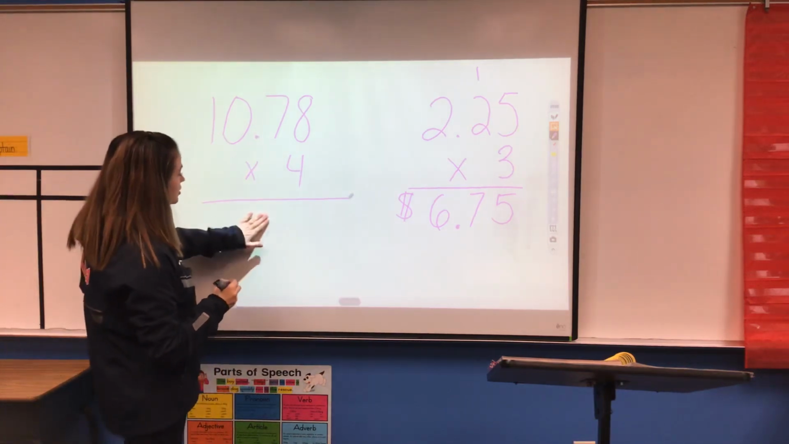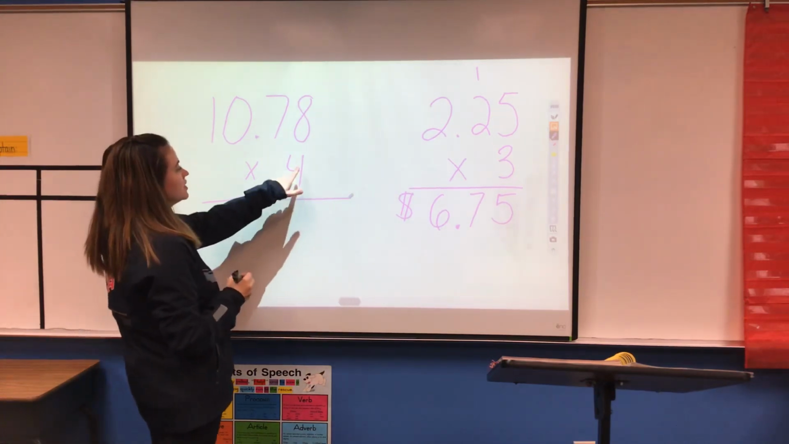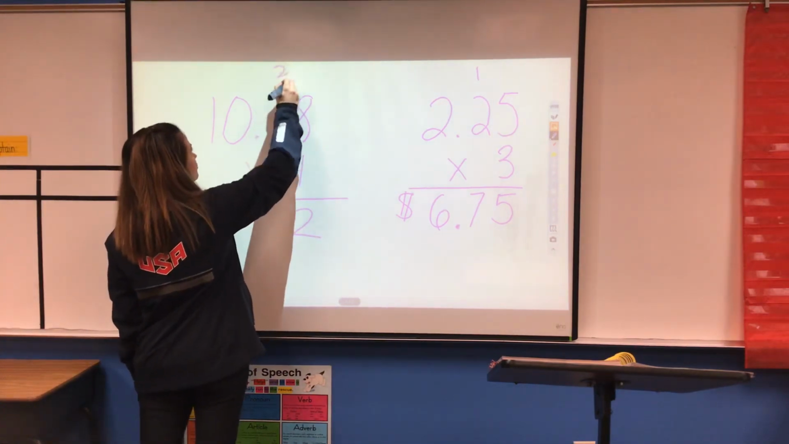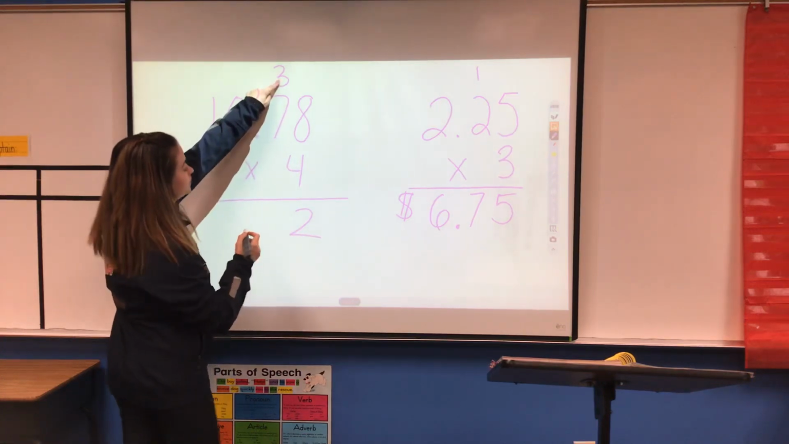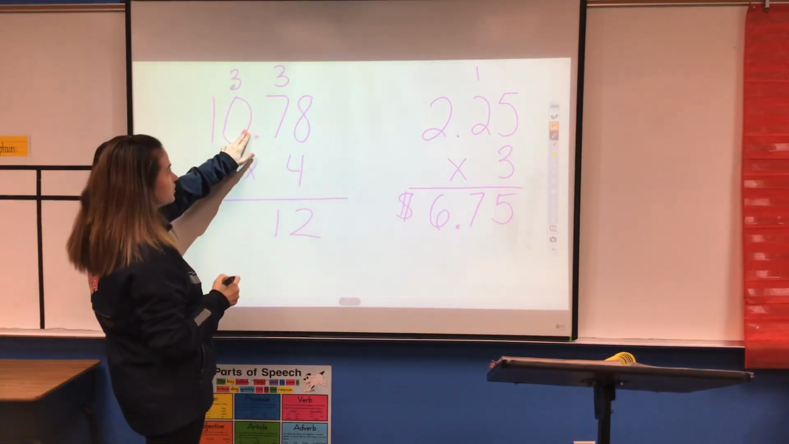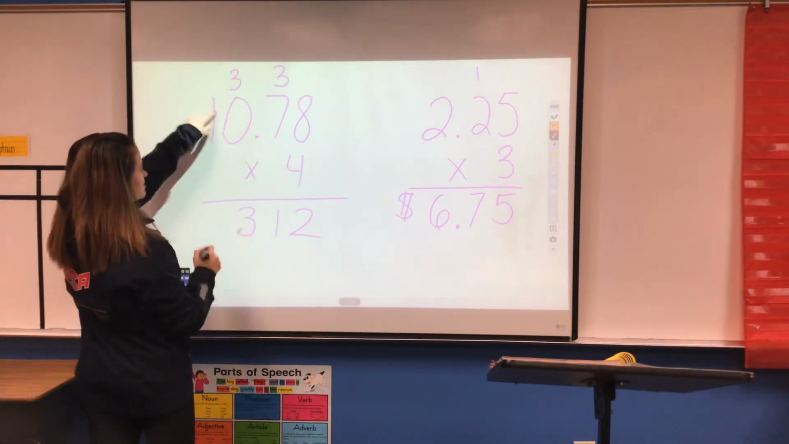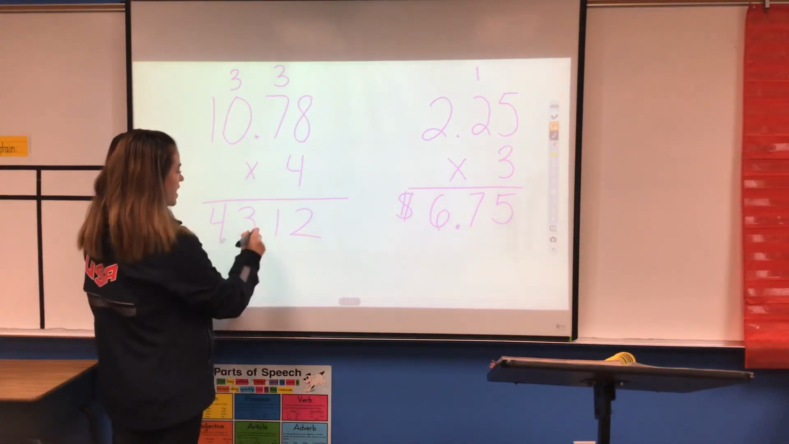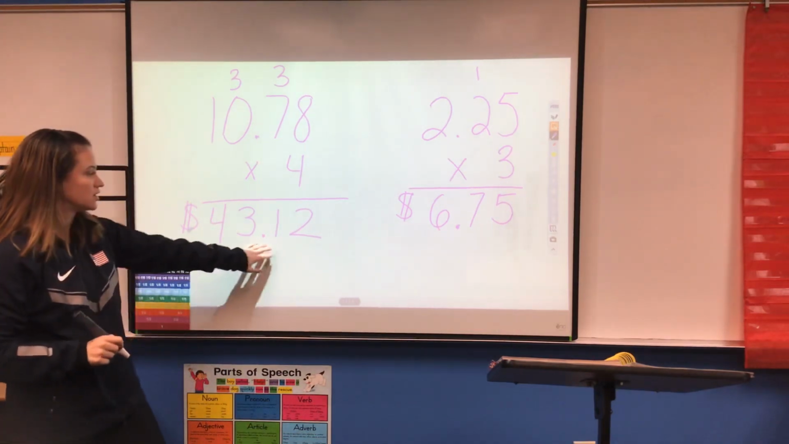Again, if you're comfortable, you can bring the decimal point down, but just remember only 2 digits should go behind it. 4 times 8 is 32, so you're going to place your 2 down there and carry your 3. 4 times 7 is 28, plus 3 more is 31. And 4 times 0 is 0, but you cannot forget the 3 that you have up there, so you bring down the 3. And 4 times 1 is 4. Now I'm going to remember my decimal spot. I need to have 2 digits behind it. And I'm going to put my dollar sign, and I should have $43.12.